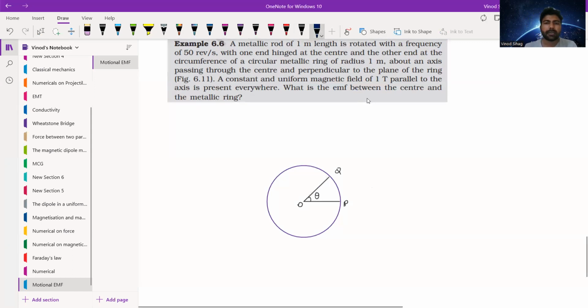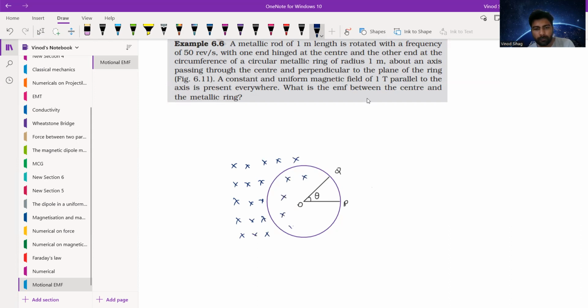And we know that they have given a constant and uniform magnetic field of 1 Tesla parallel to the axis, present everywhere. Parallel to the axis means it will be into the page. So that's why we denote the magnetic field by cross signs. The direction of the magnetic field is into the page. Like this we can draw the magnetic field, which is uniform, and its direction is minus k cap direction, or into the page.